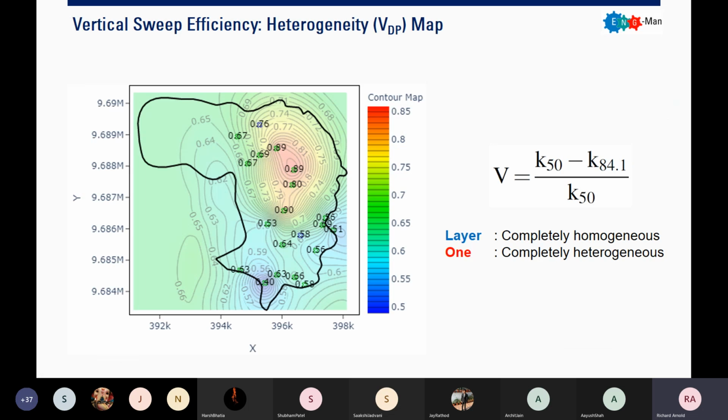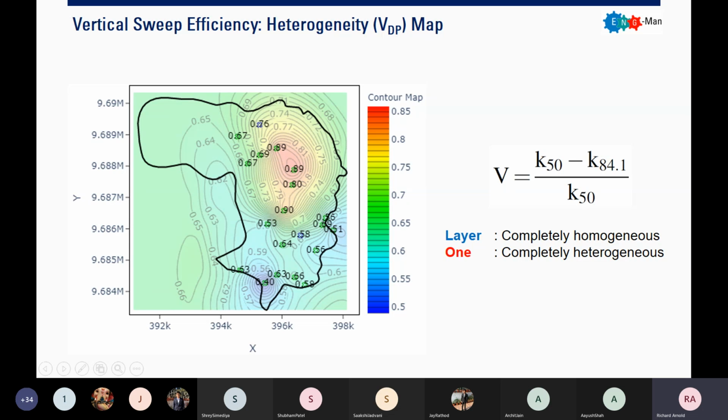And if you have the V or the Dykstra-Parsons coefficient from each well, you can create a heterogeneity map. Okay, you can do kriging or you can do extrapolation to construct a heterogeneity map, which will give you insight into how heterogeneous your reservoir is.